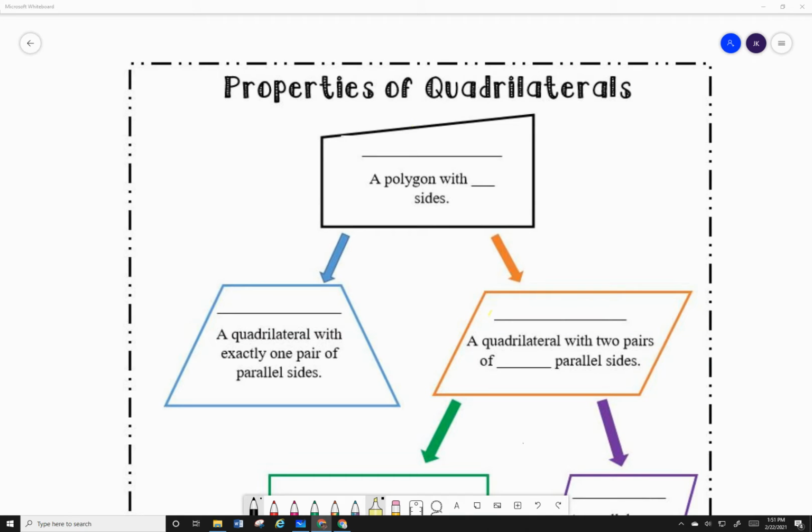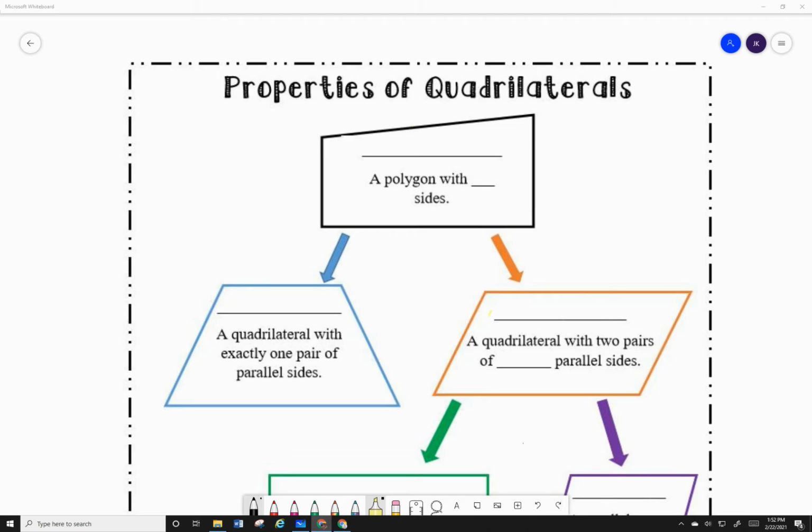Hello everyone. We are getting started today with some more geometry. We've been working with triangles and figuring out different ways to identify those triangles by the angles that they have, naming them by the angles they have, and also naming them by the lengths of their sides. And today we're going to do something similar with our four-sided shapes or our quadrilaterals.